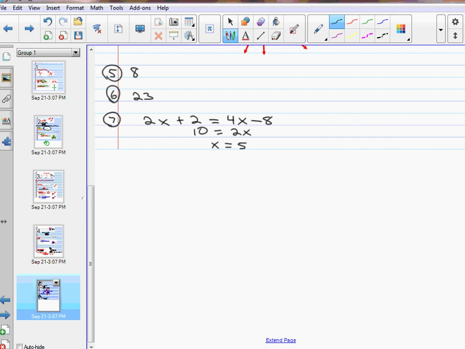5. And then what are we going to do with that x? We're trying to find QM. We're going to substitute it into the 2x plus 2. What is QM? 12.